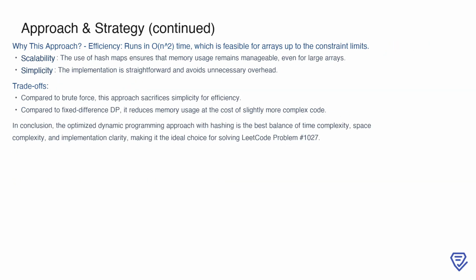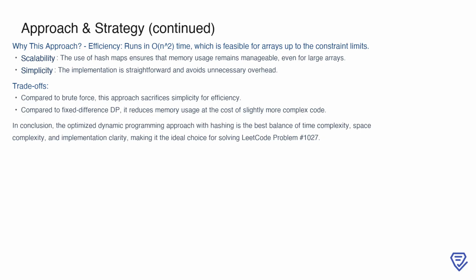This optimized dynamic programming approach with hashing is chosen because it strikes the best balance between time complexity, space complexity, and implementation simplicity. It runs in O(n²) time, which is efficient enough to handle arrays that meet typical constraint limits on LeetCode. The use of hash maps ensures scalability by keeping memory usage manageable even for larger inputs. Additionally, the implementation is relatively straightforward, avoiding unnecessary overhead while remaining robust and adaptable.